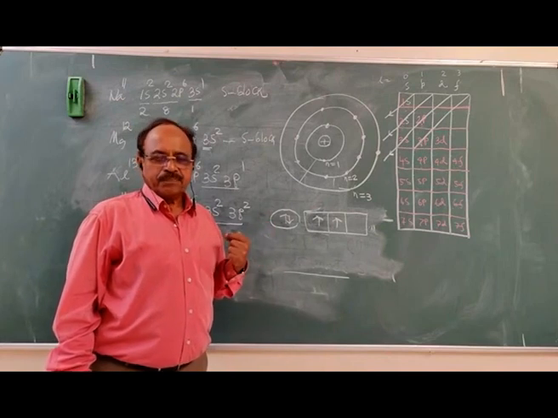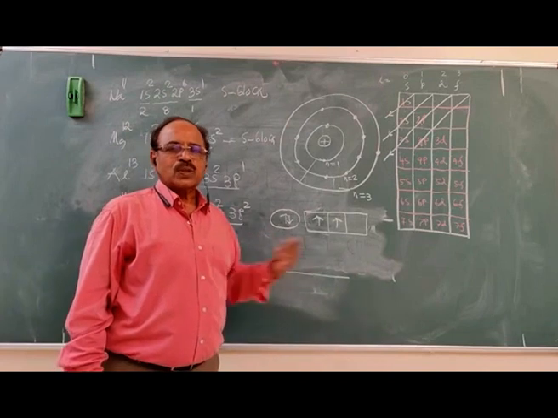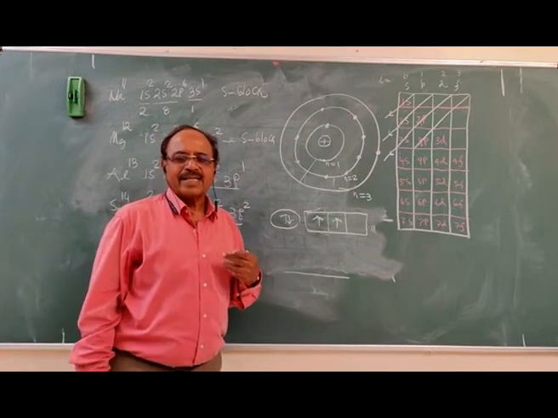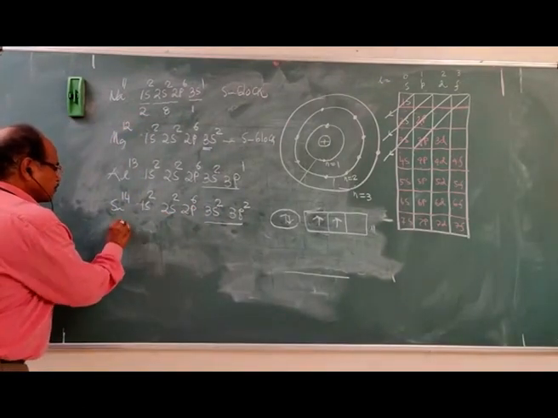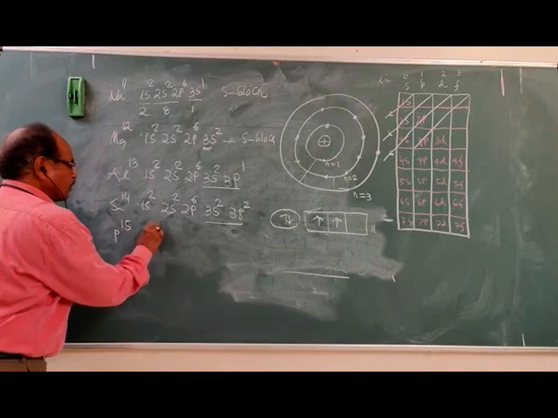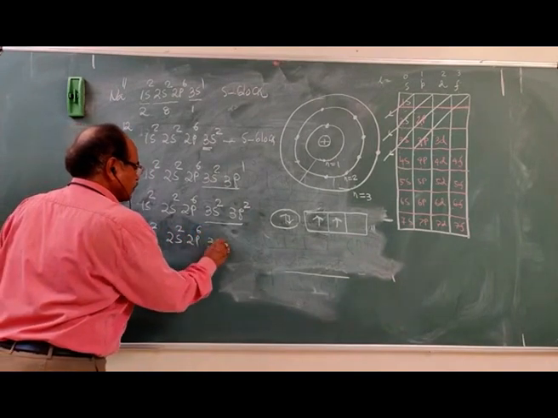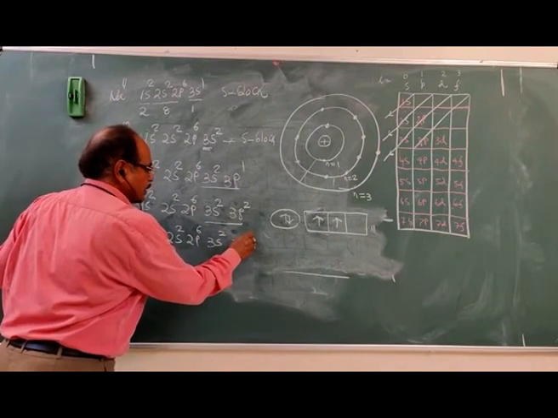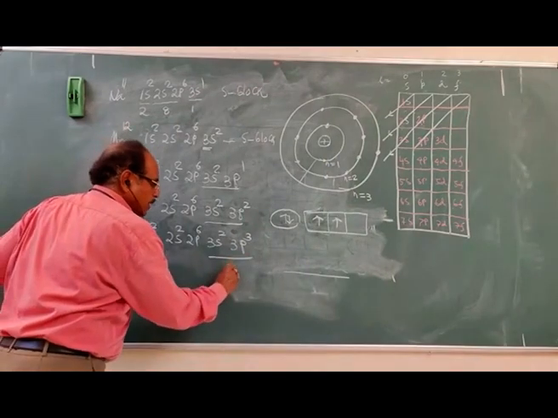Silicon dioxide, silicon tetrachloride, SiH4, silane, all these things you have done while reading the valency of the atom of the elements. Now comes phosphorus, 15, 1s2, 2s2, 2p6, 3s2, 3p3. So how many electrons are here? 5 electrons are here.